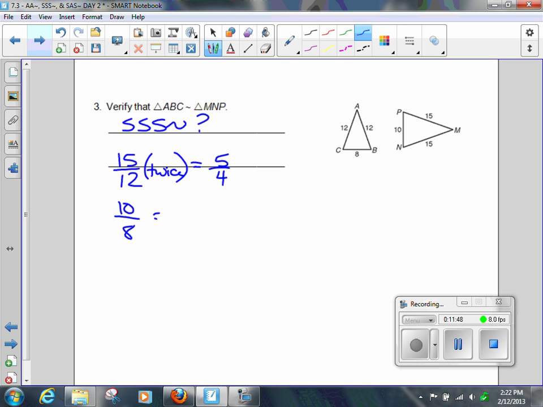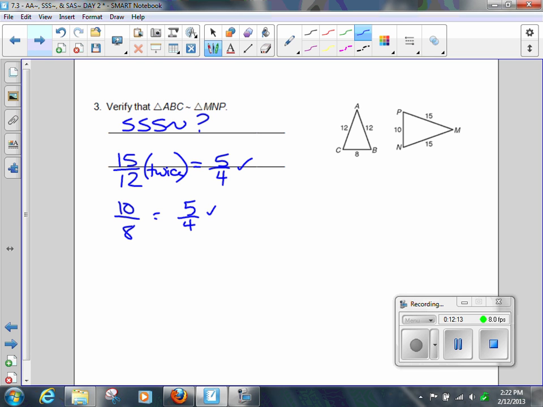So we went 10 over 8. Did you go 8 over 10? Because you should. You have to go in the same order. What's 10/8, y'all? It's 5/4 again, isn't it? So do my ratios match? Yes. Cody, are they similar? Yes, they are similar.